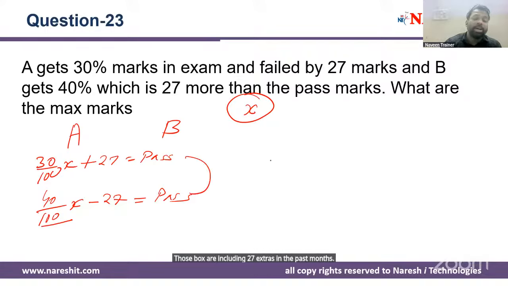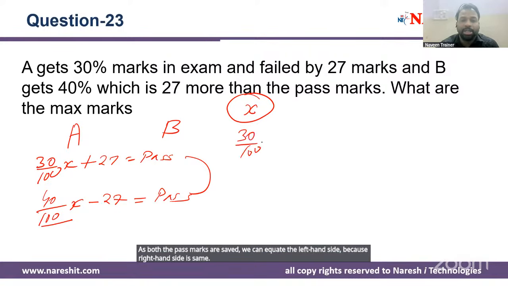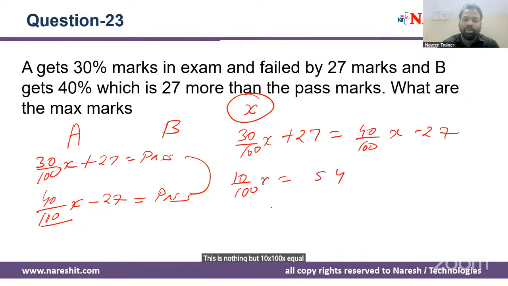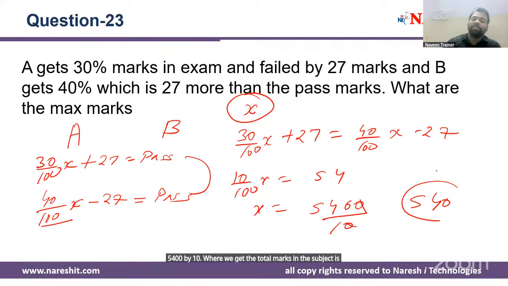As both pass marks are the same, we can equate the left hand sides because the right hand side is the same. So 30 by 100 x plus 27 equals 40 by 100 x minus 27. How do we calculate? This is nothing but 10 by 100 x equals 54, and x equals 5400 by 10, where we get the total marks in the subject as 540 marks. The total marks in the subject is 540 marks. This is a way of solving the problem, but it seems a little lengthy.